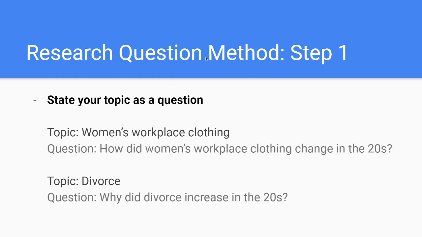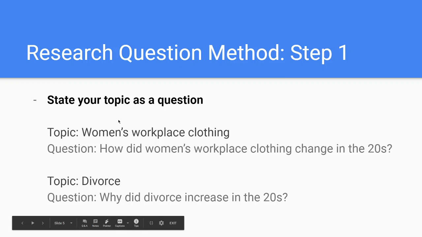Now I want to talk about one method for writing a thesis statement. This method is based on having a research question, which for many of you is applicable. This is something that I've asked you to do. You have a question that you're trying to answer. So the first step here is to state your topic as a question. And I have a couple of examples here for you.